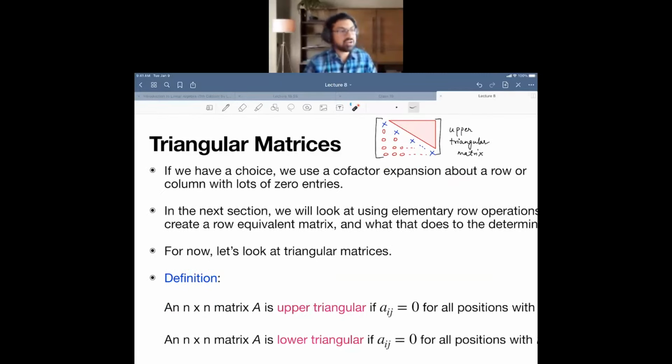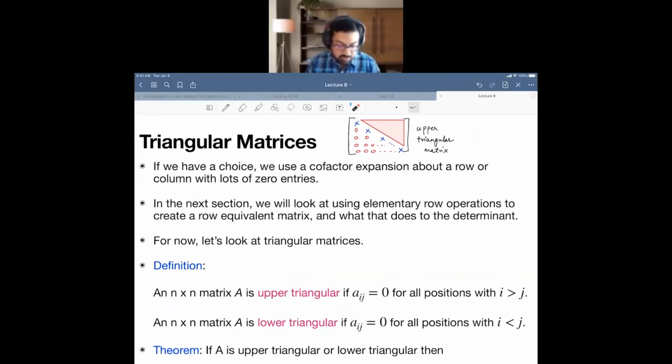And you can take a matrix and do some manipulations to maybe get to a triangular matrix. So we're doing row manipulations. Let's just state these things formally. If you have a choice, we would use the cofactor expansion about a row or column with lots of zero entries because the math would simplify very quickly there.